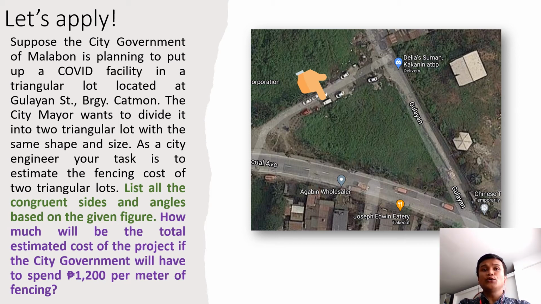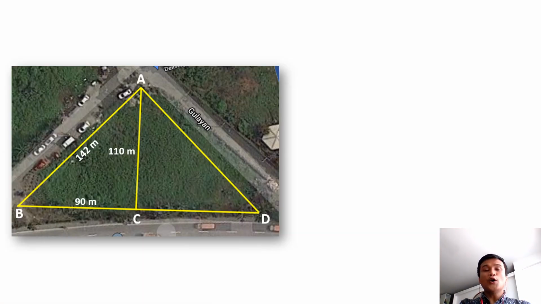List all the congruent sides and angles based on the given figure. How much will be the total estimated cost of the project if the city government will have to spend 1,200 pesos per meter of fencing? Now, let's take a look at this triangular lot. Okay, so this is our project site. Let's list down all the congruent angles and congruent sides.